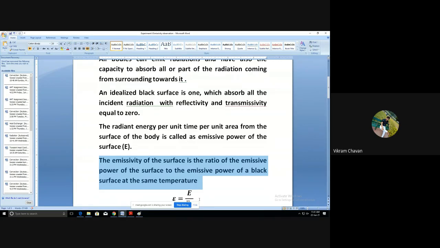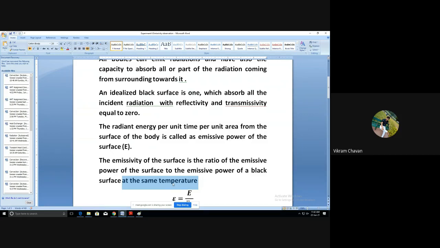Now measurement is more important. How to measure the emissive power, and under what condition we have to consider that this is the emissive power of that particular body. For that reason they have specifically mentioned that at the same temperature, both surfaces, the black surface and the gray surface, should have the same temperature, and they are exchanging heat in between. So that is the basic condition: both surfaces have the same temperature.